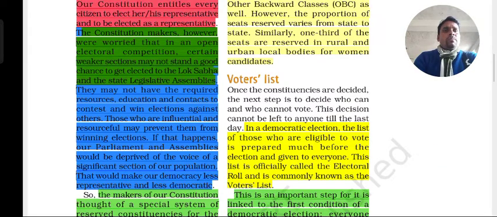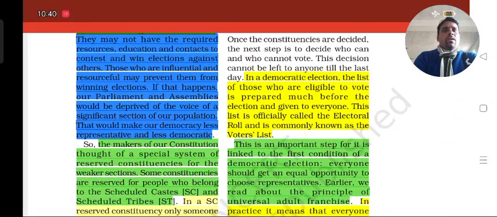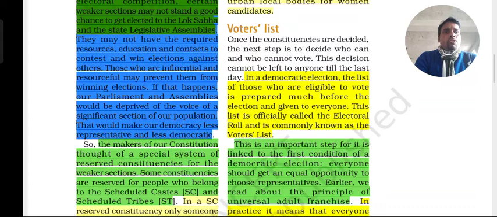This is an important step, for it is linked to the first condition of a democratic election. This is a very important step that the government has to take in a democratic election, because everyone should get an equal opportunity to choose their representative. So each and every person in the country or in the state has to get an equal opportunity. That has to be given.